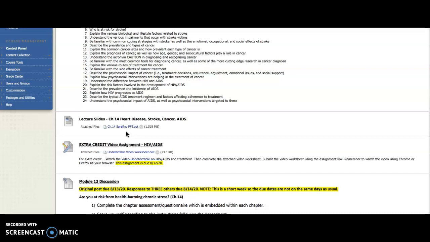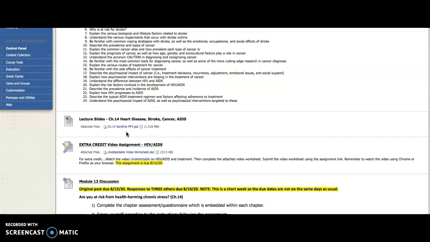So again, some stats for you: prevalence and incidence rates of AIDS in the US as well as worldwide, understanding transmission of HIV, how we get it, some myths with how you get it and how you don't. So we'll debunk some of those. And then how does HIV progress to AIDS? What does that pathway look like? And then describing the typical AIDS treatment regimen. When a person is undergoing treatment for AIDS, what is that like?